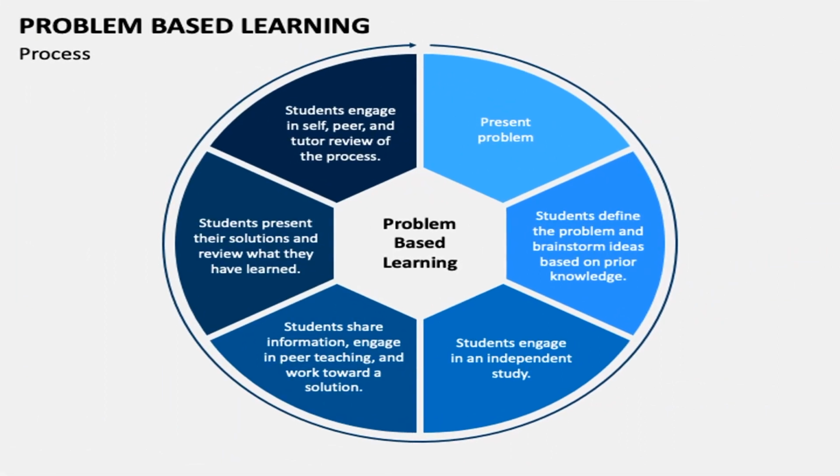So, in the whole process of problem based learning, there are 2 quadrants. In one quadrant you present the problem, then the students define the problem, brainstorm ideas based on their prior knowledge, and engage in independent study. Then finally, the students share information, engage in peer teaching and work towards the solution. Students also present their solutions and review what they have learned, and engage in self, peer and tutor review of the process.